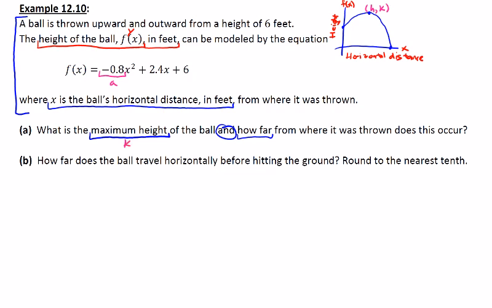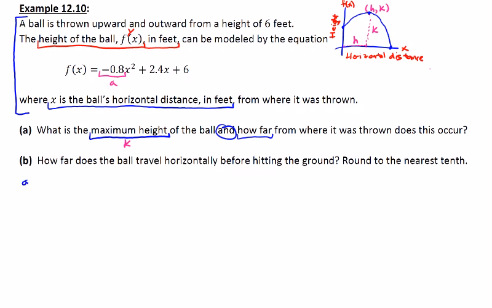How far from where it was thrown does this occur is a little bit vaguer than the first portion of the question, because it just comes right out and says maximum height. This part is actually referring to horizontal distance. So k is represented by this vertical distance here, and h is represented by that horizontal distance there. So if you go right and then up, h and k, that's how you'll get to the vertex. So essentially what part A is asking for is the different components of the vertex. So we'll do that calculation.